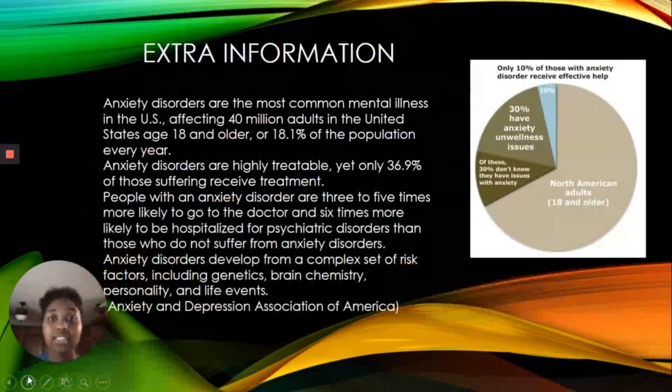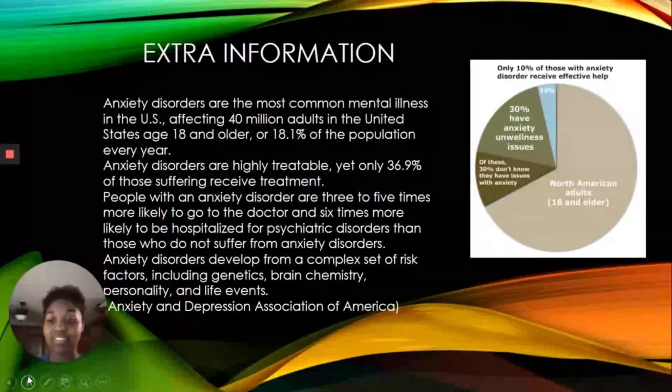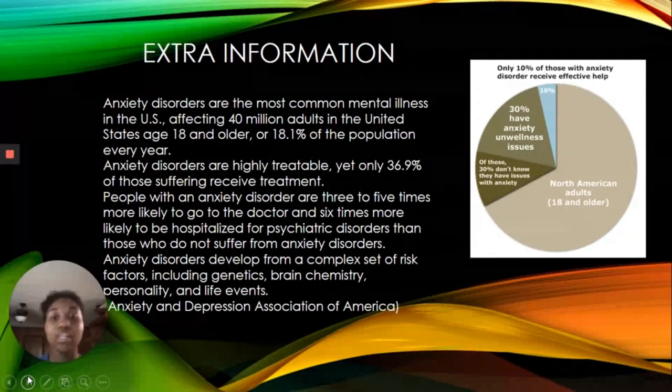Extra information. These are statistics that I saw when I was researching that I thought would be great to talk about, because it shows that a lot of people actually do have an anxiety disorder. Anxiety affects over 40 million adults in the United States, ages 18 and up, or 18.1% of the population every year. Though so many people go through anxiety disorder, only 10% actually receive the help that they need. It mostly affects ages 18 and older, though it can start at any age, to be honest.